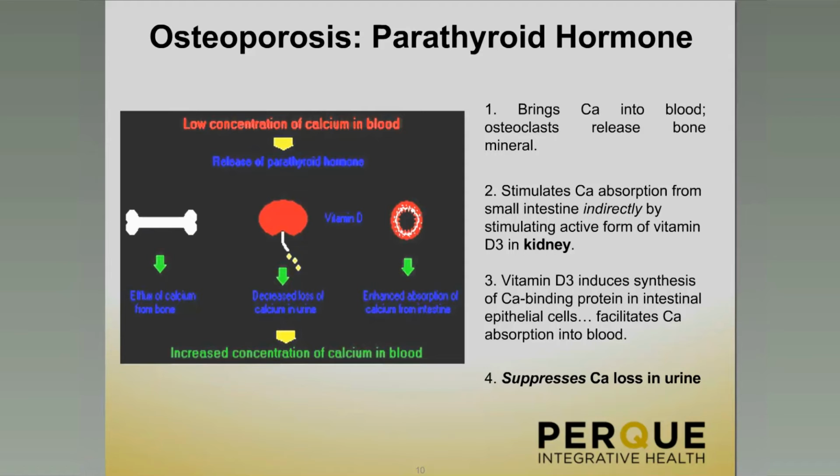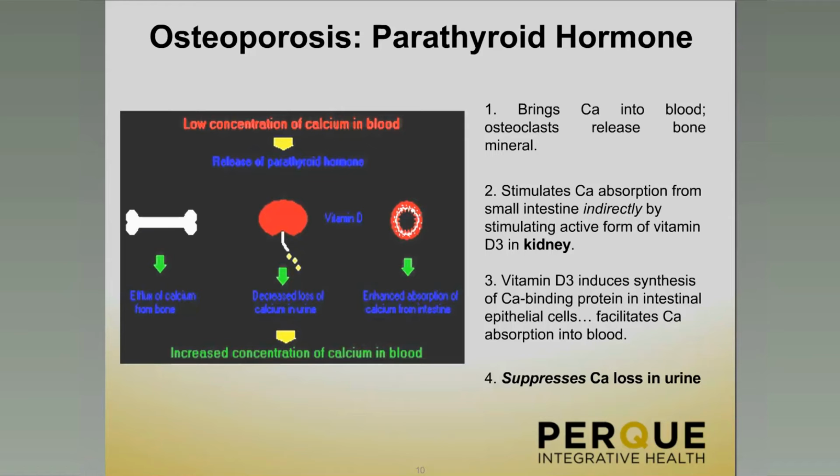And vitamin D3 induces synthesis of calcium-binding protein in intestinal epithelial cells. It facilitates calcium absorption into blood. And fourth, it suppresses calcium loss in the urine. That is, it increases the reabsorption or the reuptake in the loop of Henle of minerals like calcium, so that less is lost into the urine.